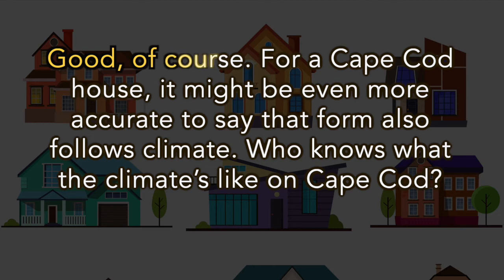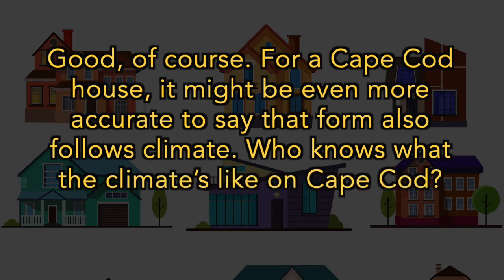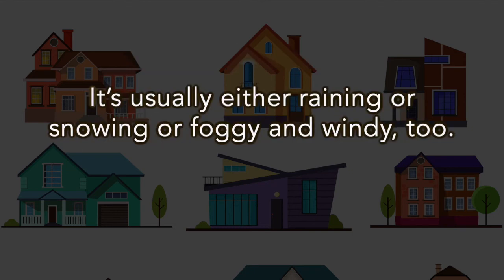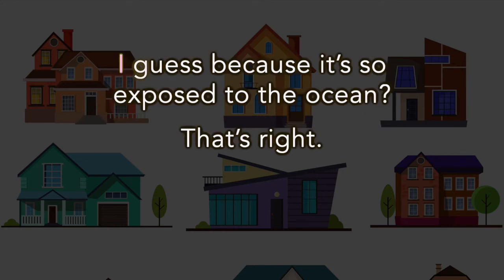Good. Of course, for a Cape Cod house, it might be even more accurate to say that form also follows climate. Who knows what the climate's like on Cape Cod? Cold in the winter. And whenever I visit my grandparents, it's really wet. It's usually either raining or snowing or foggy, and windy too. I guess because it's so exposed to the ocean?